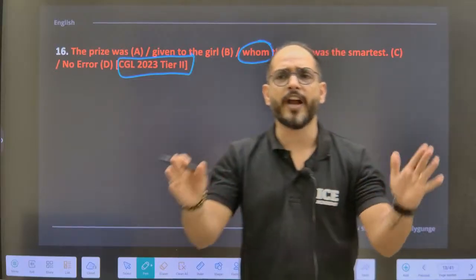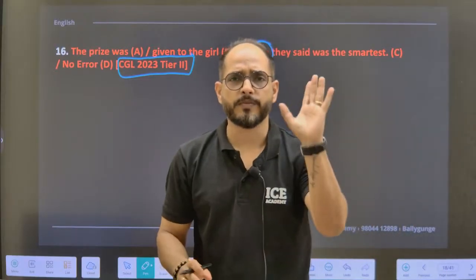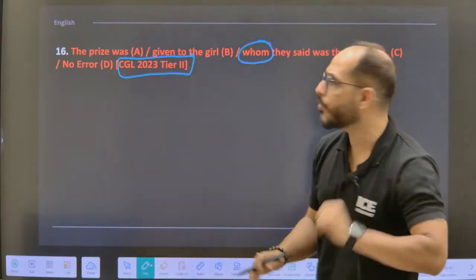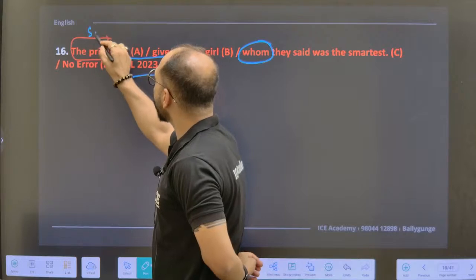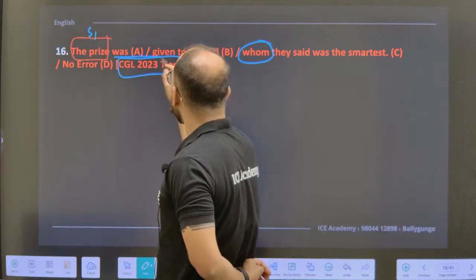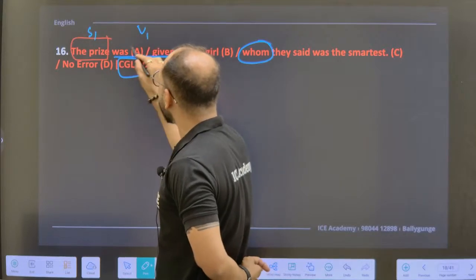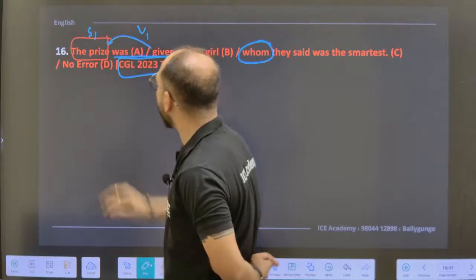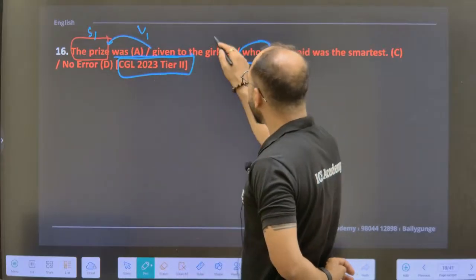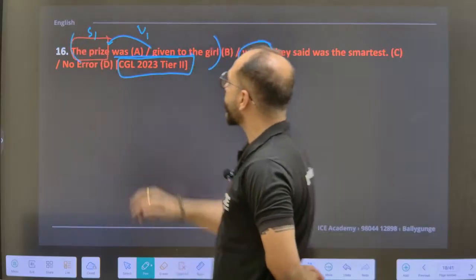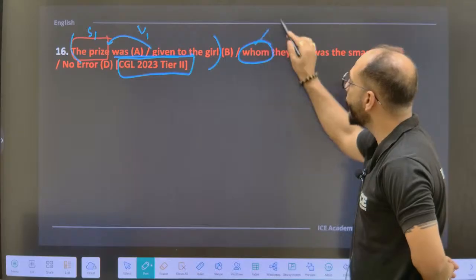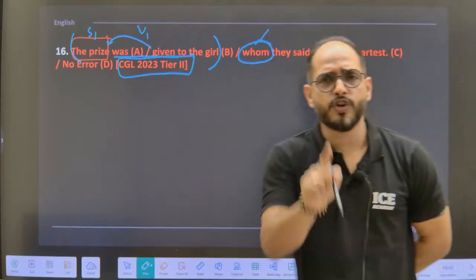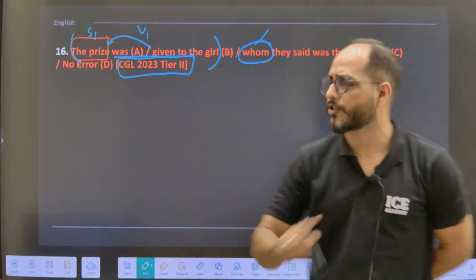You just need to find out how many subjects are there, how many verbs are there. Look, I will use the same technique in this question. The prize, this is your subject 1, was given, this is your verb 1. This verb has been used for that subject, to the girl, so this one is closed. We have got our subject, we have got our verb. Then we will leave this whom part, because we don't know whether who should be used or whom should be used, so we will leave that part.